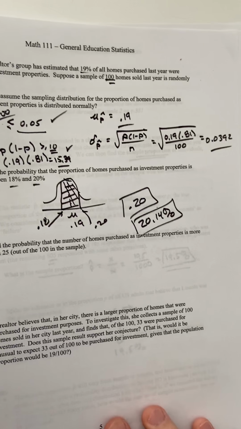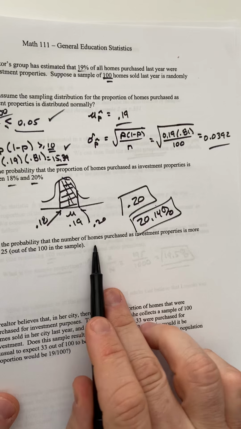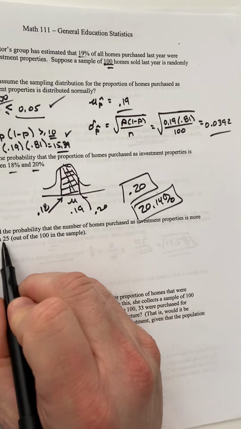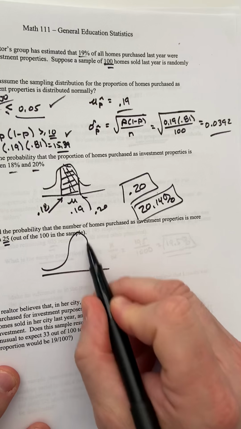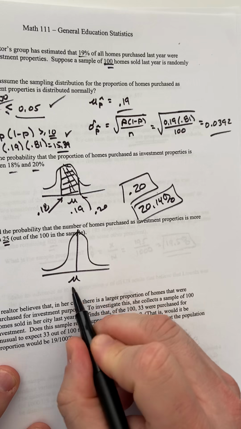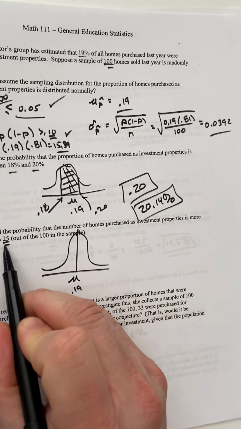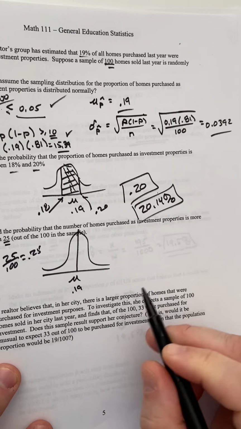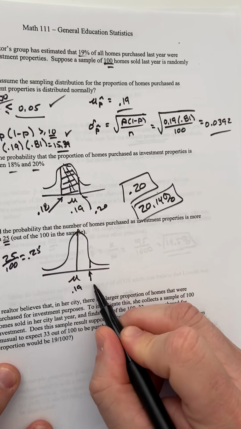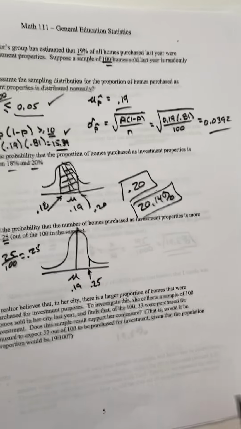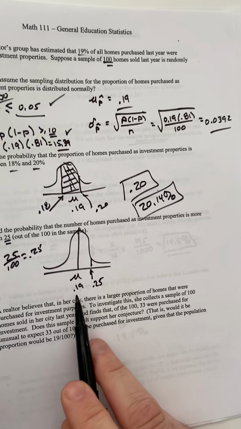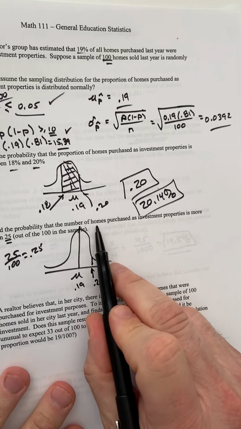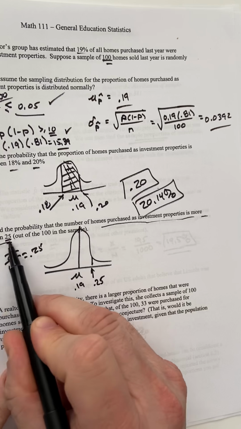And moving on. Find the probability that the number of homes purchased is more than 25. Okay, so here's the number of homes. We're going to have to convert that to a percentage. Smack dab in the middle is our average, our mu. 25 out of 100, I can do that in my head. That's 0.25. You've got to compare apples to apples. If they give you the number of homes and we're dealing with probabilities down here, we have to change that to probability. So purchased is more than 25.